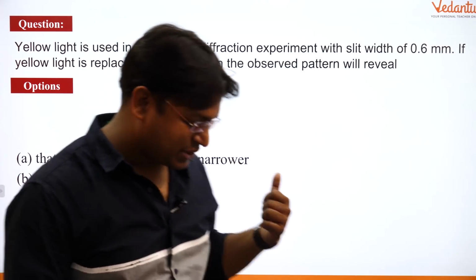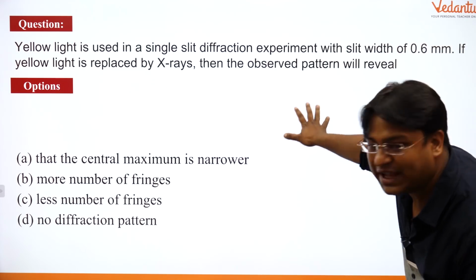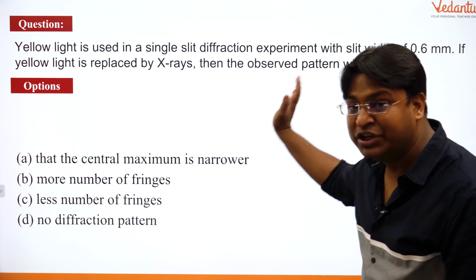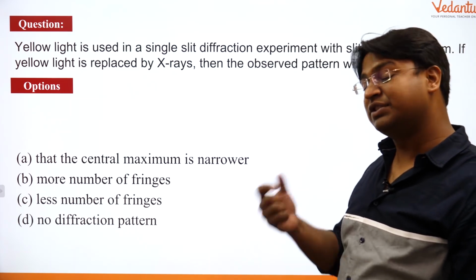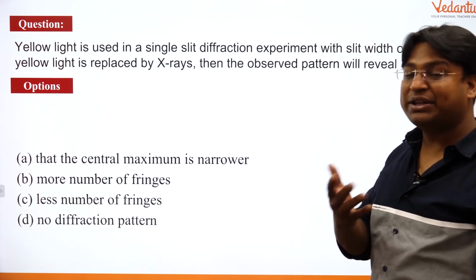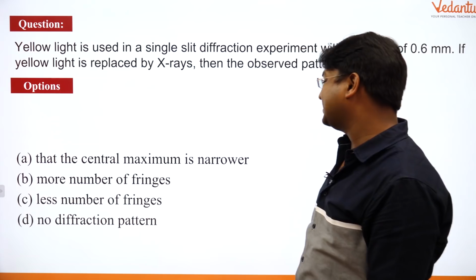So just read the question again. This is actually a trick question. So yellow light has been replaced by X-rays. Now that reduces the wavelength. Wavelength is reduced means the fringe width will also reduce. You might think so. Let's have a look at the options. Central maxima is narrower.